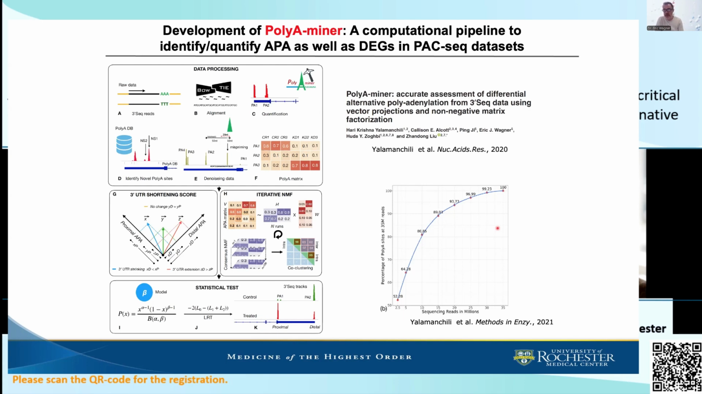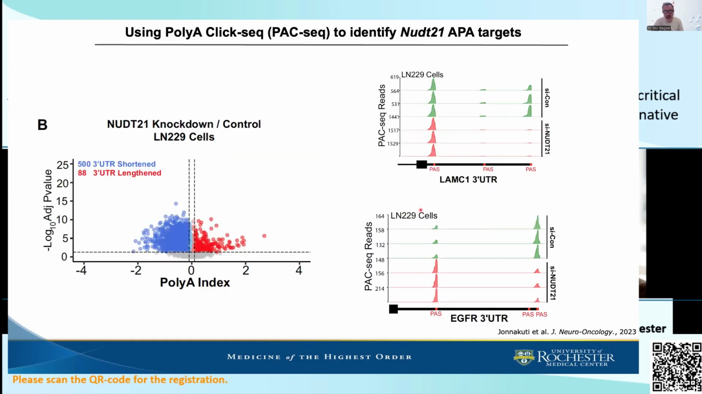So when we use it, we get basically both sets of information: how genes are being turned up and down, and what their relative poly-A site selection is genome-wide. As an example of this, we published this a couple of years ago. Again looking at glioblastoma, LN229 cells are an example of a cell line where we knock down NUDT21.